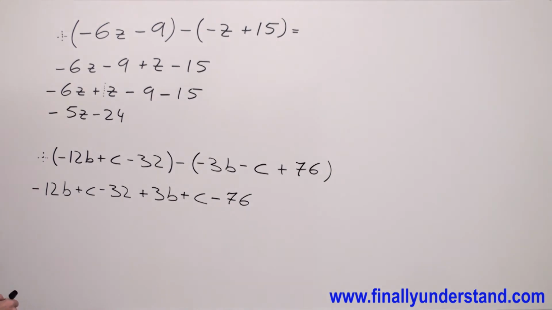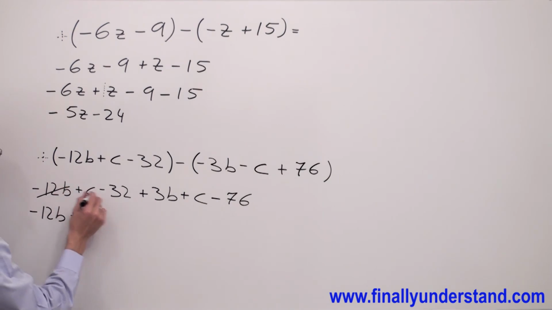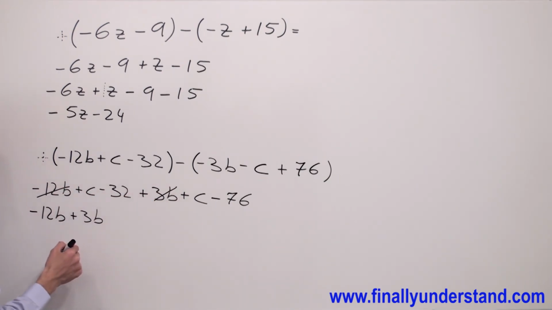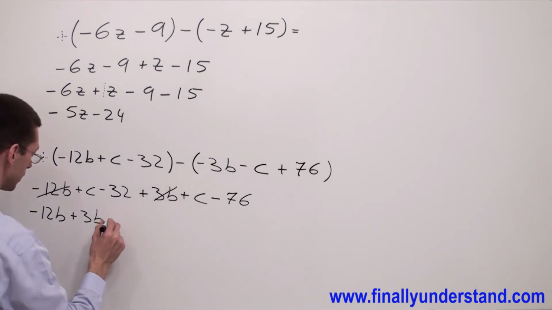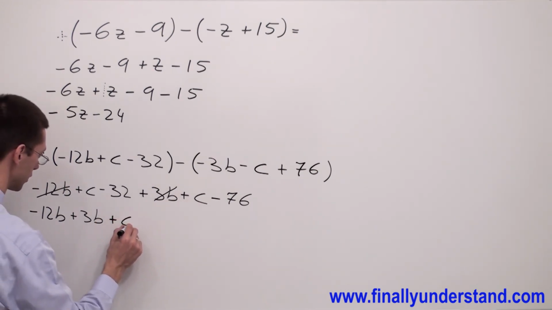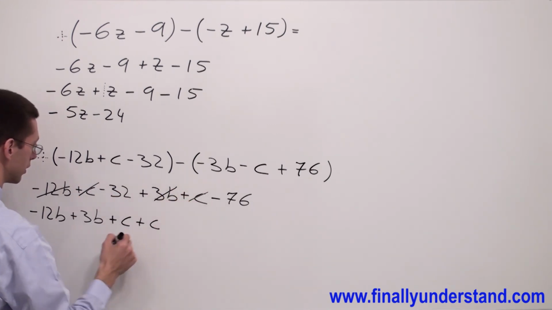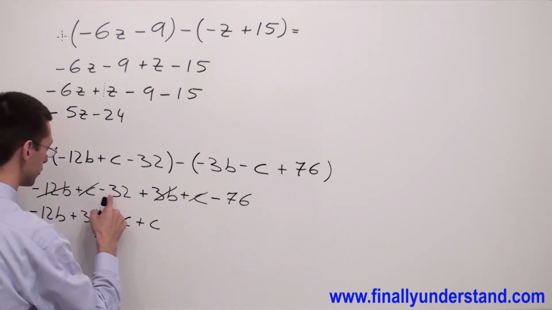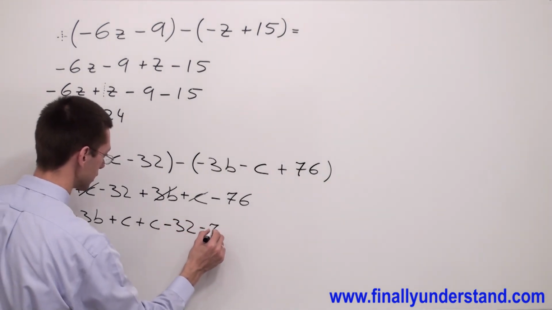Next, I have to organize the like terms. I have negative 12b and I have plus 3b. Next, I have plus c and plus c. I have negative 32 and negative 76.